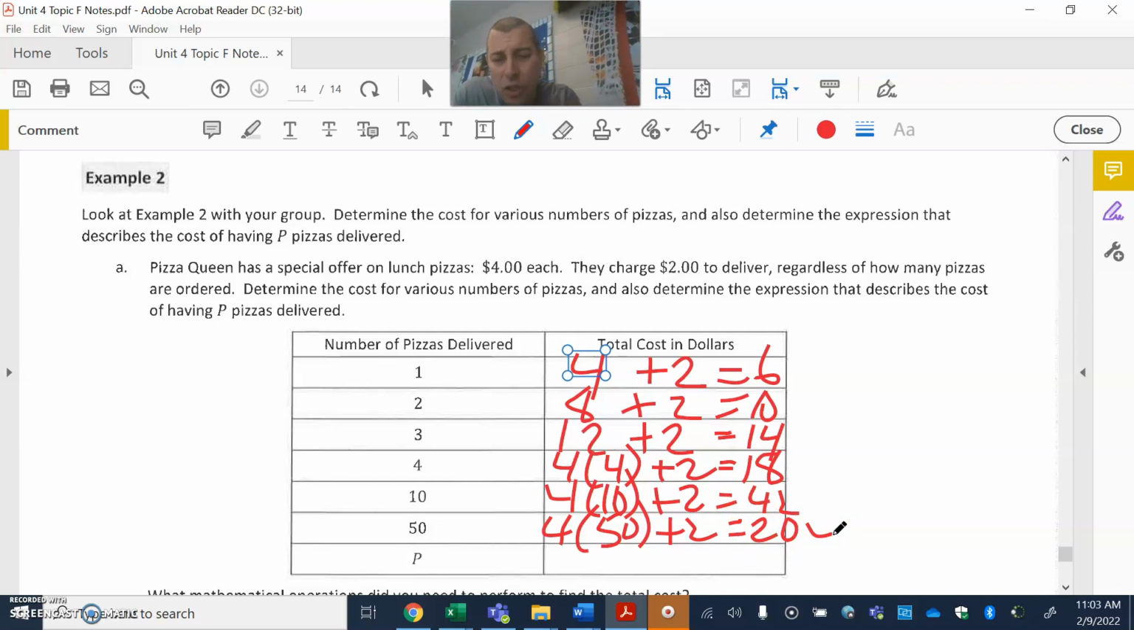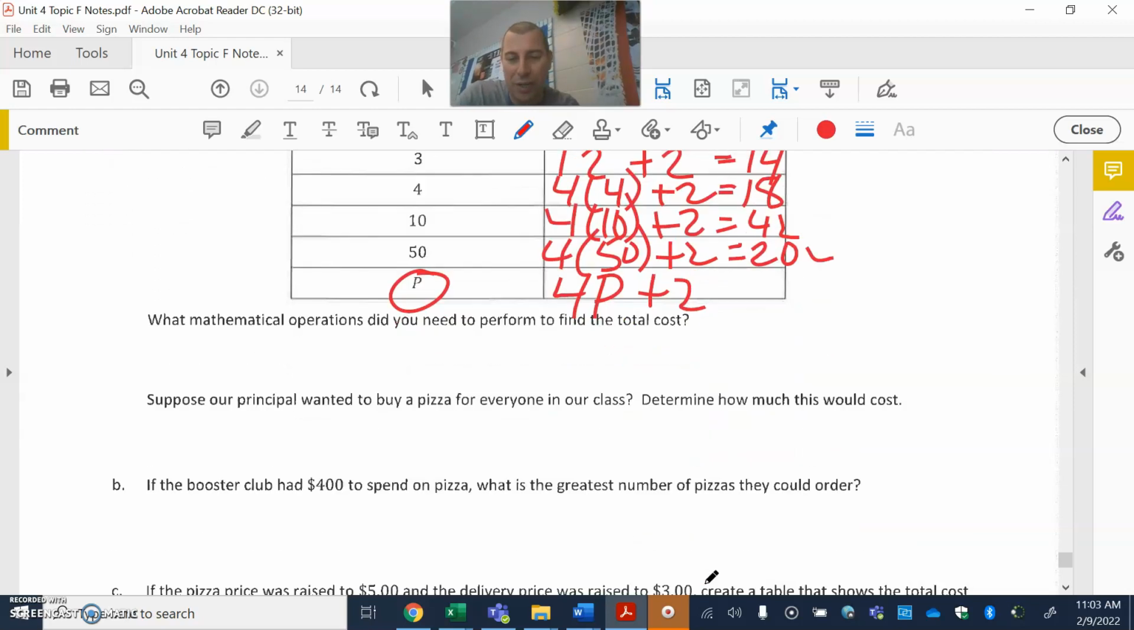So now the idea here is, what were we doing each time? Each time we took the number of pizzas and multiplied it by 4. We're going to write down what that looks like. There it is. And then what do we do next? Well, you can see over and over again, we added a 2 on. There's my expression. The expression says what you're going to do. So if someone asks about 37 pizzas, I would multiply it by 4, and then I would add the $2 delivery fee.